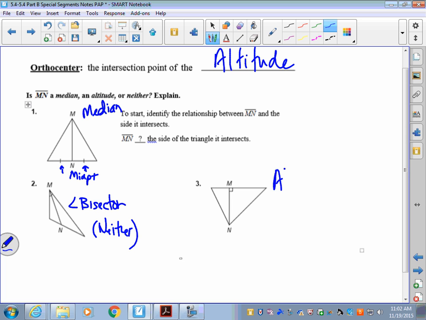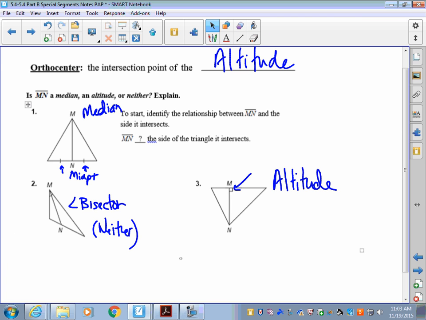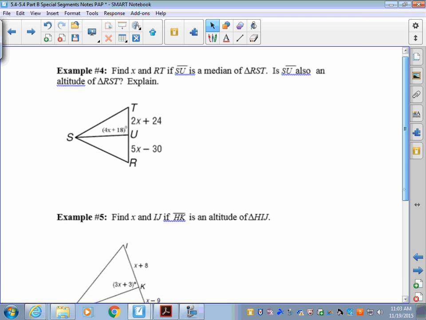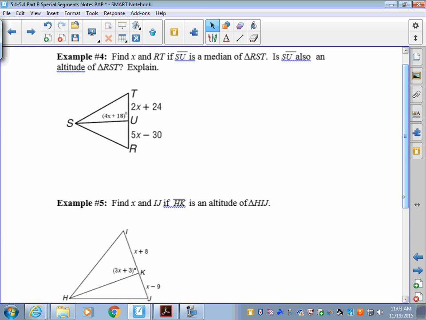MN is an altitude. How do I know that? Because all I see is a right angle. And it's going from the vertex to the opposite side, and that's where the right angle is formed. All right, so on the last part here, we're going to use our medians, use our relationship with altitudes, and then pick our orthocenter.